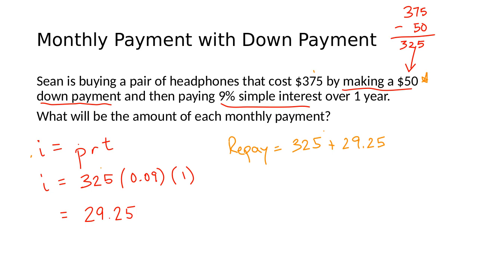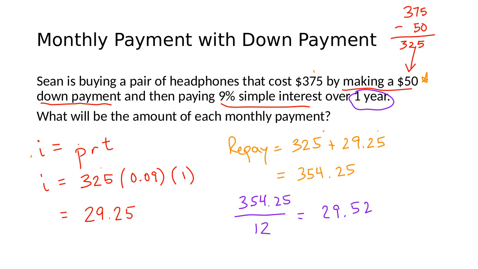And the same thing's true when we go to see how much he's going to pay each month. What he still needs to repay is that $325 that he still owes, plus the $29.25 that he's going to pay in interest. Adding those together, he's going to have to pay back $354.25, and he's doing that over the course of 1 year. So that means that $354.25 is going to be divided among 12 monthly payments. And when we divide those, we find out that it's $29.52083.